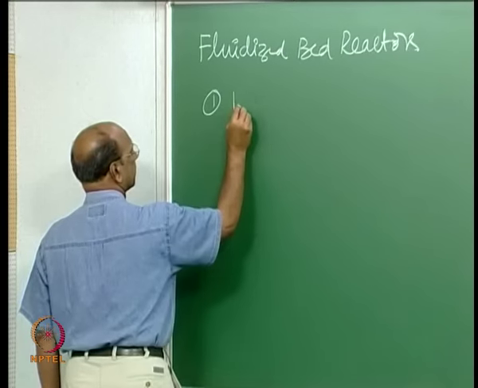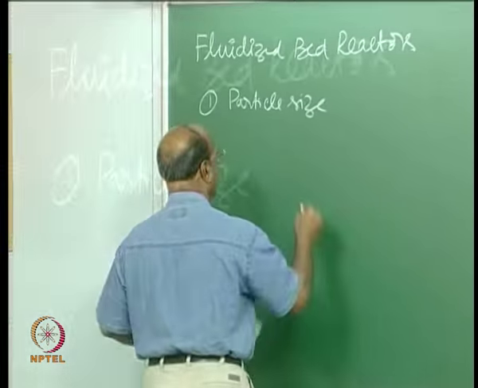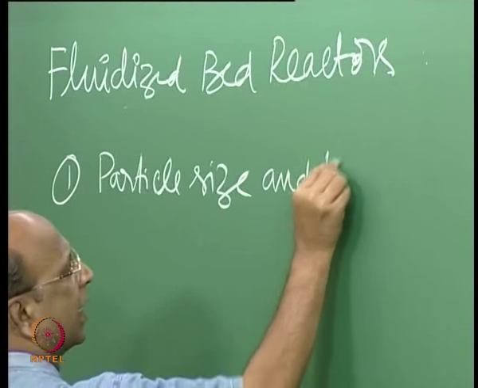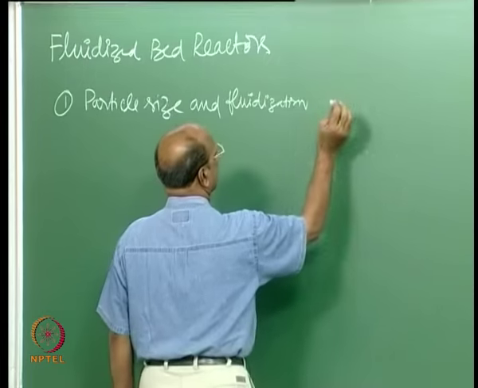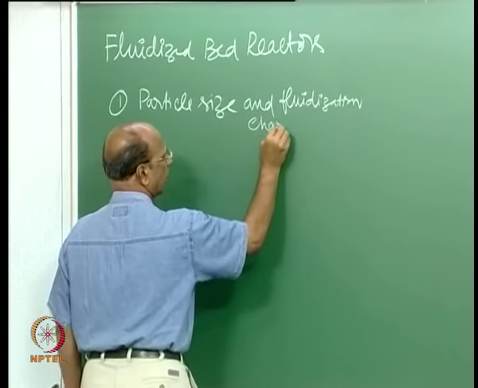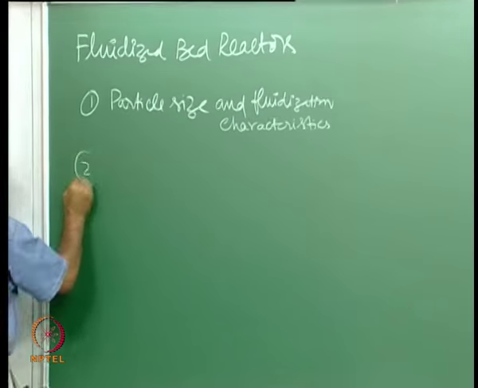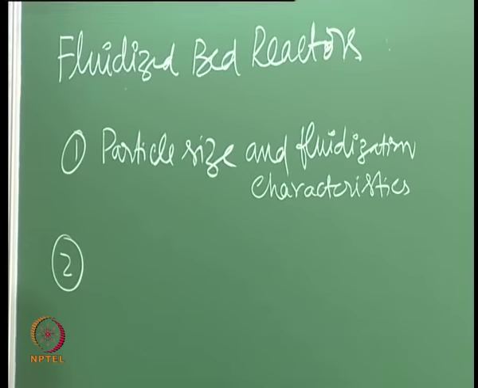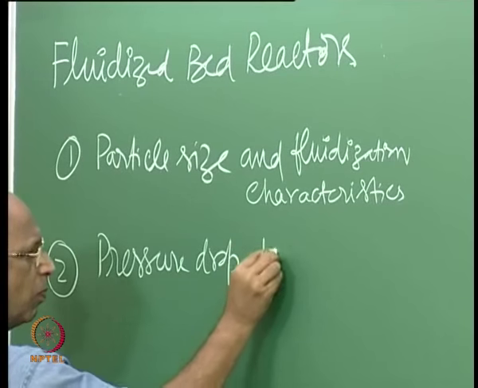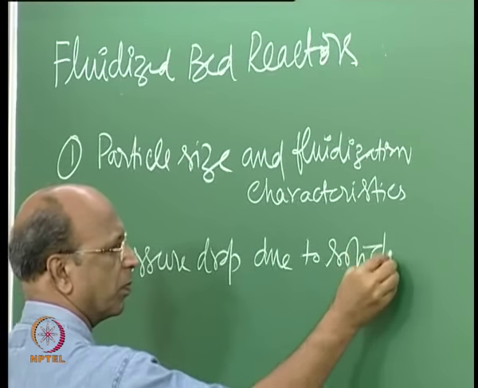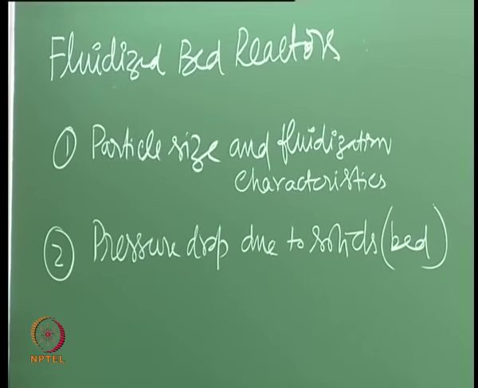Number one is particle size and fluidization characteristics. Number two is pressure drop due to solids, or sometimes you can also say bed. Pressure drop due to solids in the bed.